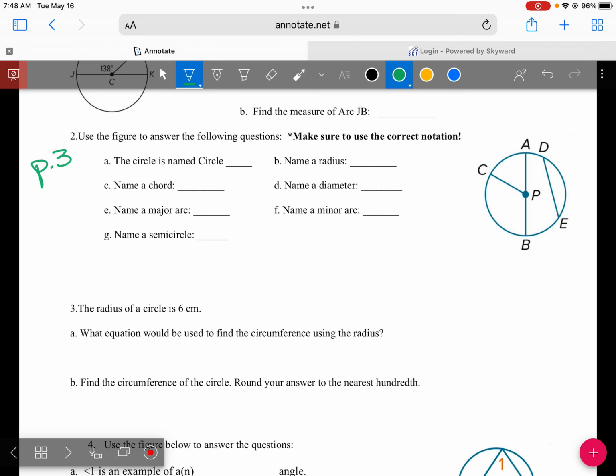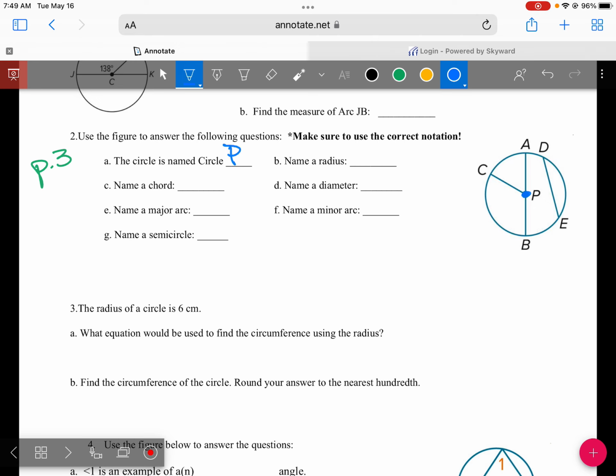So this is page 3, number 2. Circles. Use the figure to answer the following questions. Make sure to use the correct notation. And that is very true. So this circle is named what? It's not circle C. Circle P. You always name a circle with the middle point, the center. So that is circle P.